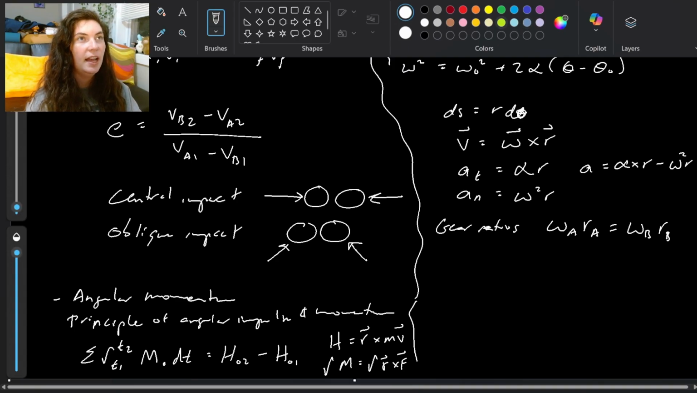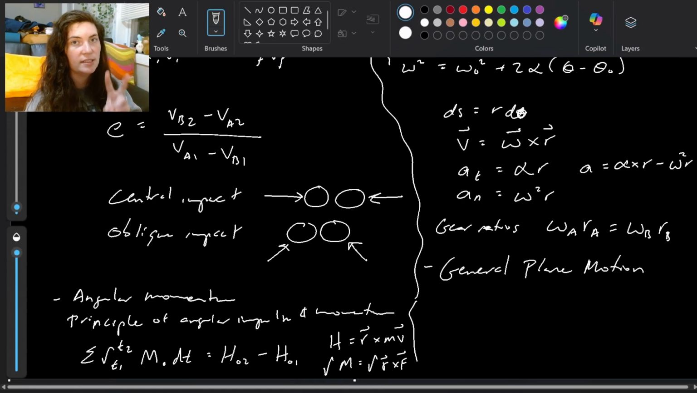And then finally, and maybe our biggest and most difficult topic, is our general plane motion. What we had talked about in general plane motion was essentially that we had two different ways to find velocities, and then we also had acceleration. In our general plane motion, we talked about how to find velocities using relative motion.